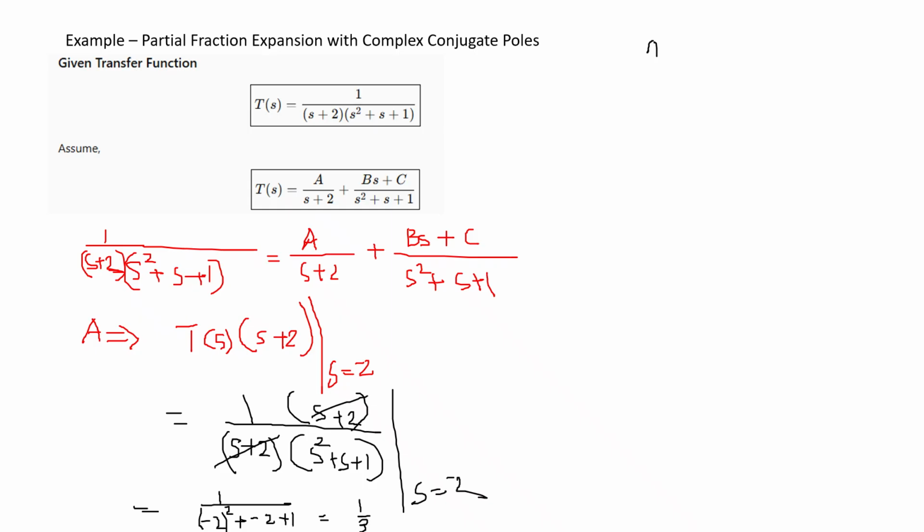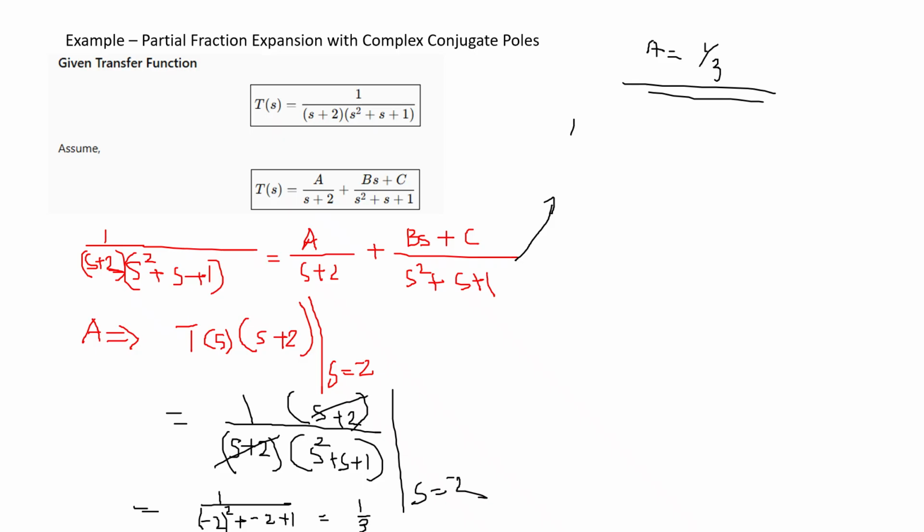Now we found out the value of a to be 1 by 3. Now we have to find the remaining values, that is b and c. In order to find b and c, what we have to do is cross multiply the given equation, that is the transfer function, and substitute the value of a, and then equate the like powers of s. So again write down the equation. From this equation we substitute the value of a.